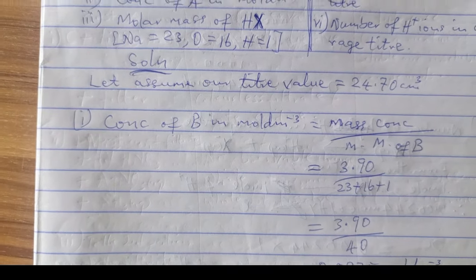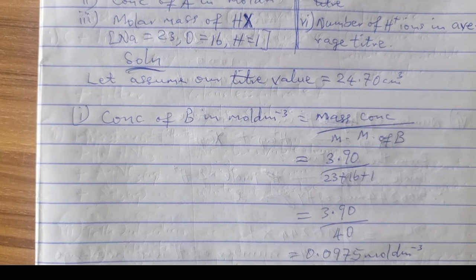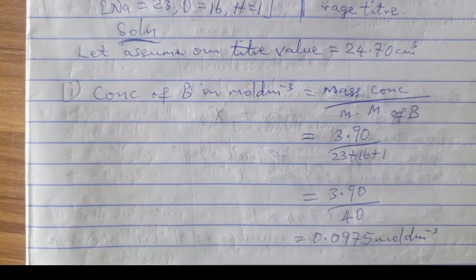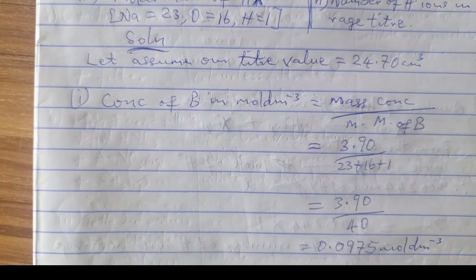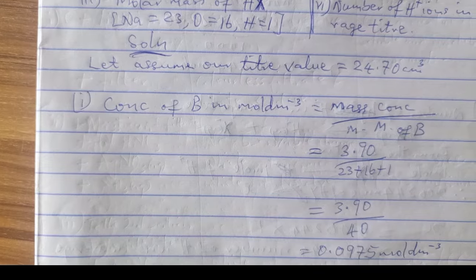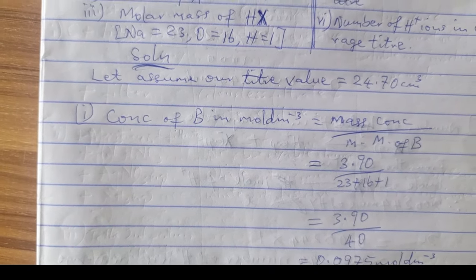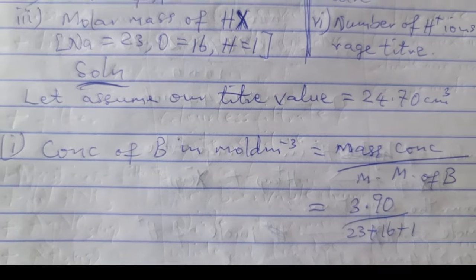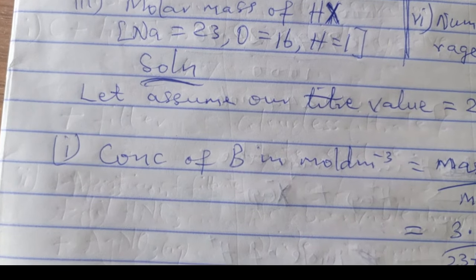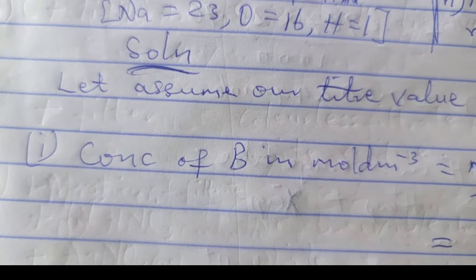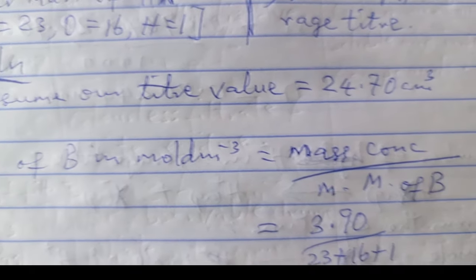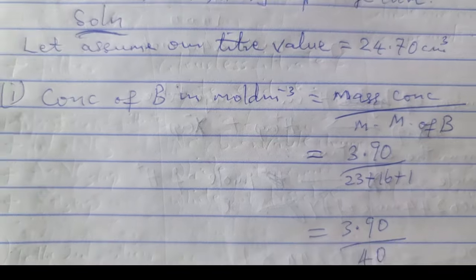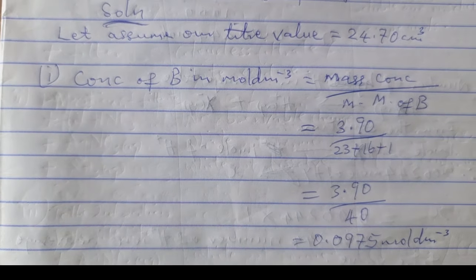Now, because of the limited time that I have, I did not do the titration again. Instead, I am giving you an assumed titer value, assuming that we carry out the titration now and we have this value as our assumed titer value. Let's assume our titer value is 24.70 cm cube. That's what we'll be using in our work.